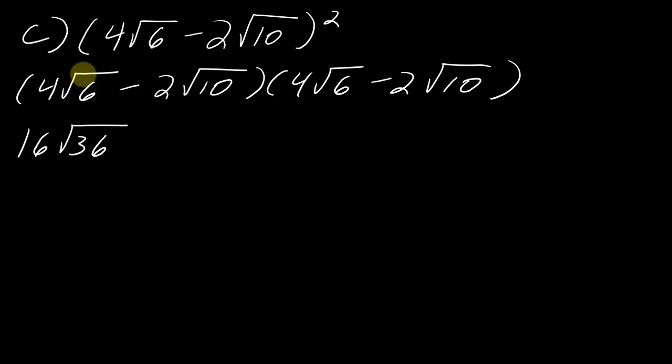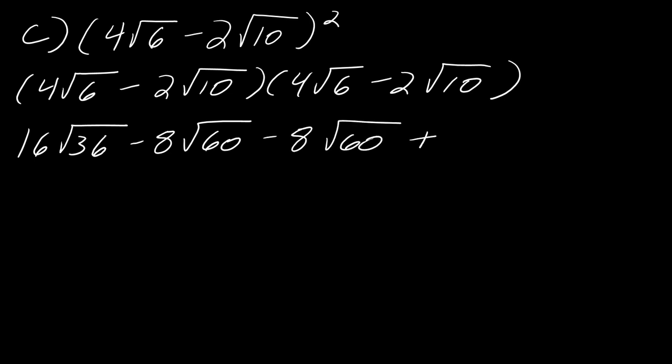Now taking 4 square root of 6 times negative 2 square root of 10, this is going to be negative 8 times the square root of 60. And then we'll have that again, negative 8 times the square root of 60. And then finally for the last terms, I have this times this. So this is going to be 4 times the square root of 100.